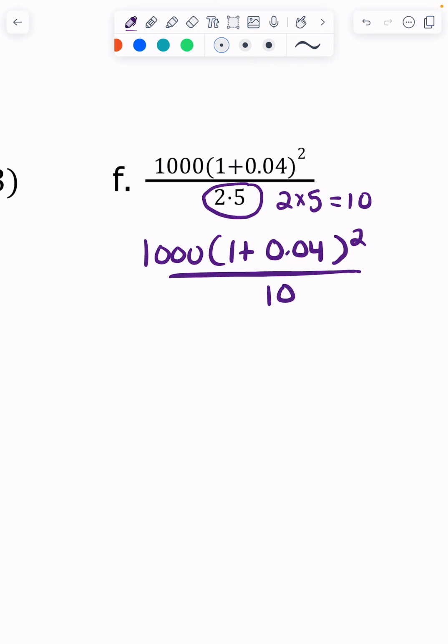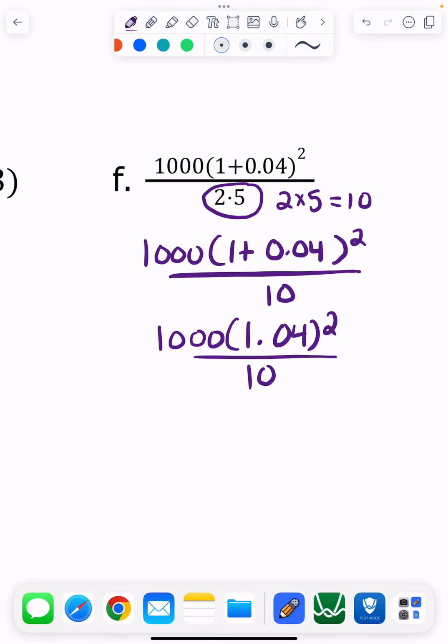But whatever I do down in the bottom isn't affecting the top. So you just want to clean up the top, clean up the bottom, and then your last step will be division. So I see that I have a parenthesis in the top, and you might be thinking, well, maybe you should have done that first. It actually won't matter because what I did in the bottom didn't affect the top at all. All right, so I've got 1.04 squared times 1,000 and then divided by 10.